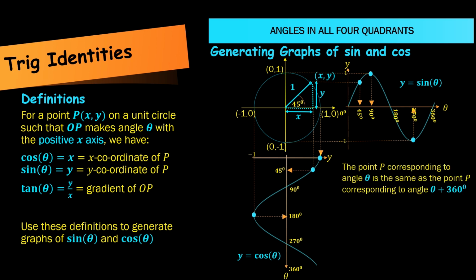Notice that the point P corresponding to the angle theta is the same as the point P corresponding to the angle theta plus 360 degrees. So graphs y equals sine theta and y equals cos theta are periodic with period 360 degrees.